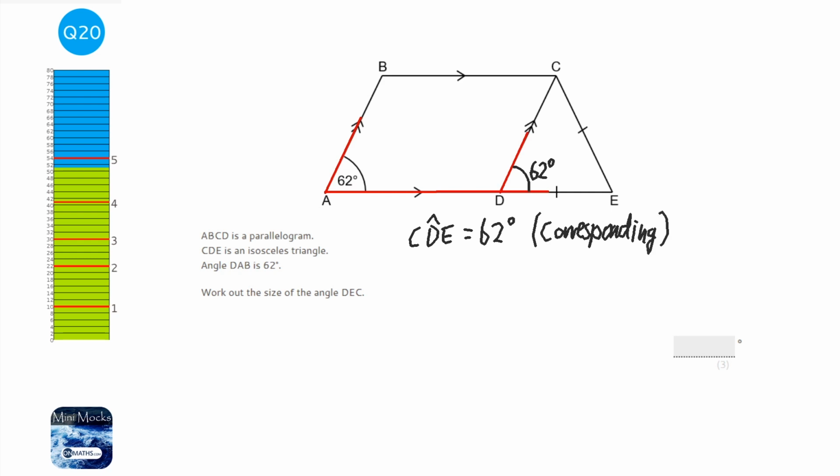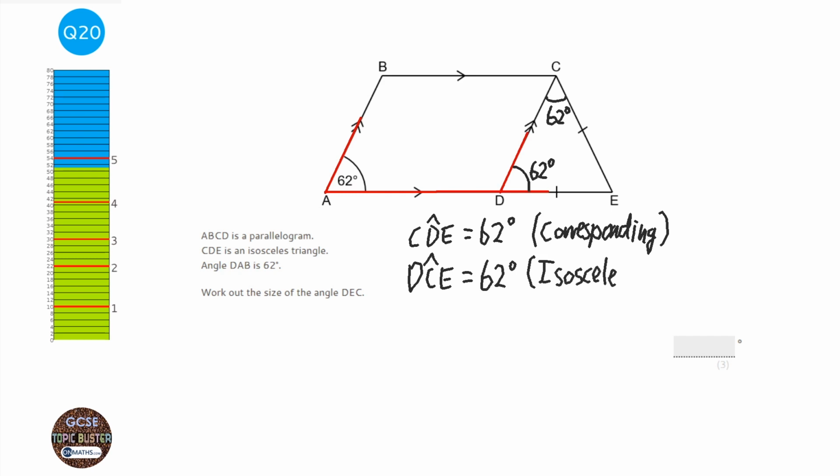Okay. Right, now angle DCE, this one here, will also be 62 degrees. Okay, and this time it's because the bottom two angles in an isosceles triangle are always equal.